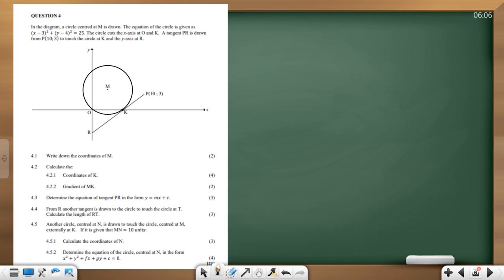4.1. Let's quickly move on. Write down the coordinate of M. M is the center of the circle. We did that just a while ago. It is x minus 3 and y minus 4. We just change the sign. It's going to be 3 and 4. Next question, you get your first 2 marks. Remember, the sign changes.